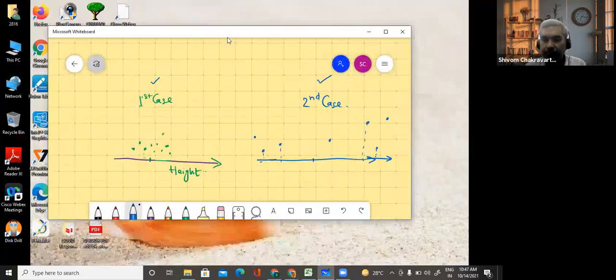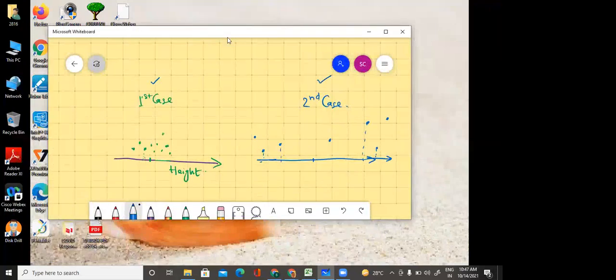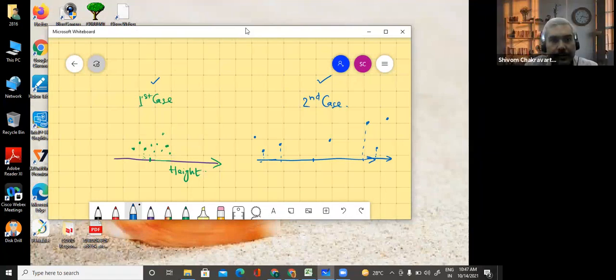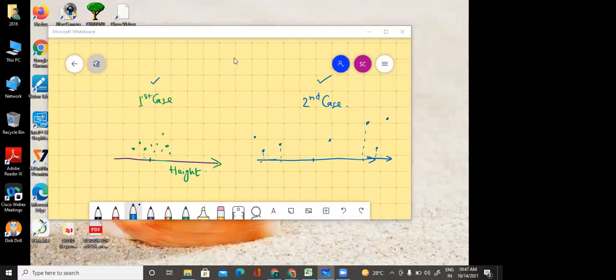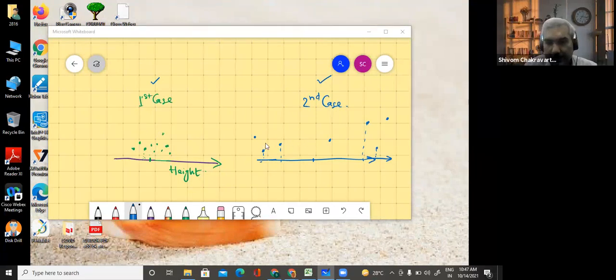Yes, second case, sir. Check, check, check. So can you hear us? Yes, now I can hear you. So second case, obviously. It's more spread out. So in the second case, data is more distributed, more spread out.